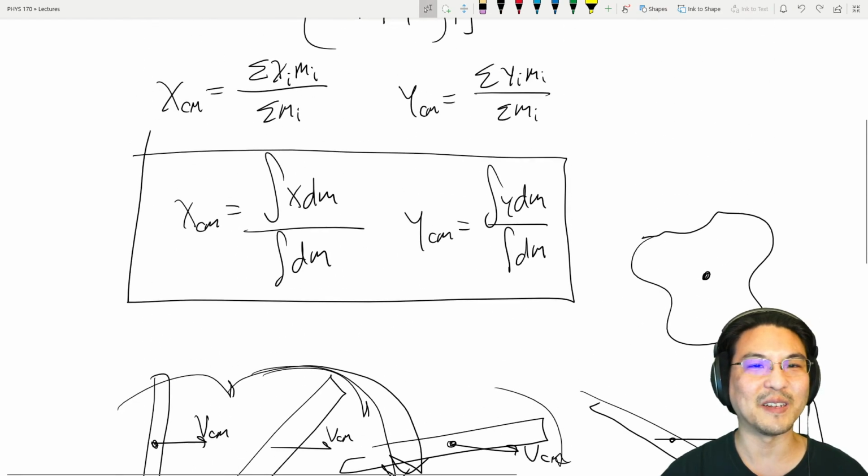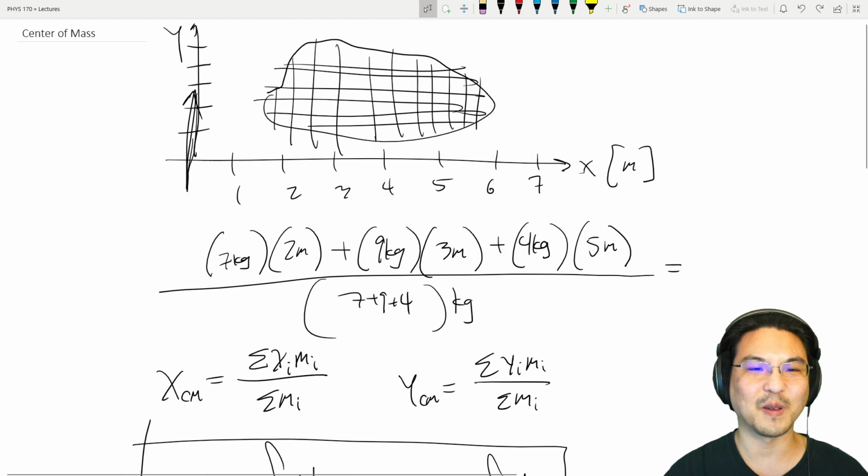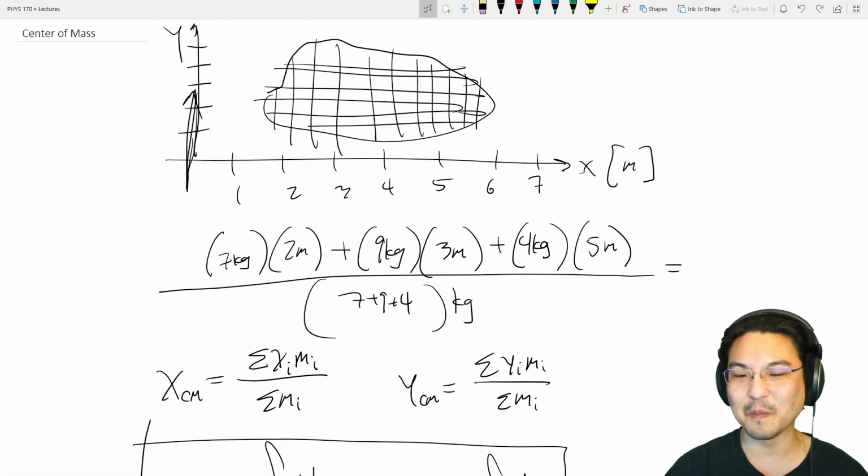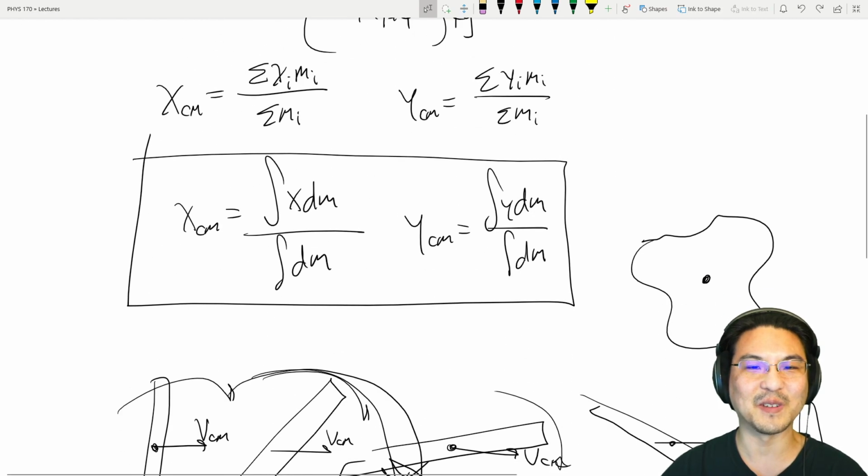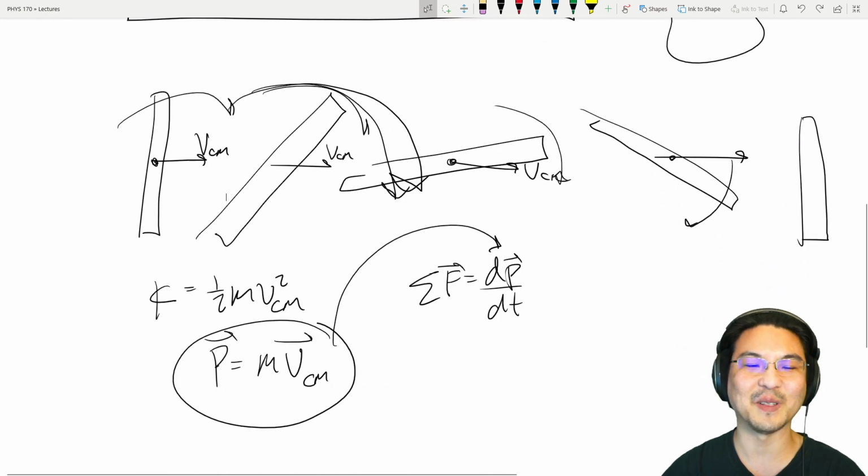So I just wanted to point out where the computation for center of mass comes from, but we won't really do too much of it this class. As long as you know the concept, then you're good.